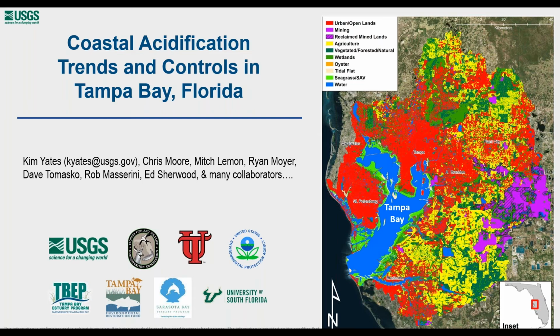And I want to begin by thanking my co-authors listed here. We partner with the Tampa Bay Estuary Program and more than 20 collaborators across these 8 agencies and institutions who make this work possible. We have several local drivers of coastal acidification in Tampa Bay, and I wanted to begin by showing you this map of land use in the Tampa Bay watershed. This shows urban areas in red, mining areas in purple, and agricultural areas in yellow.